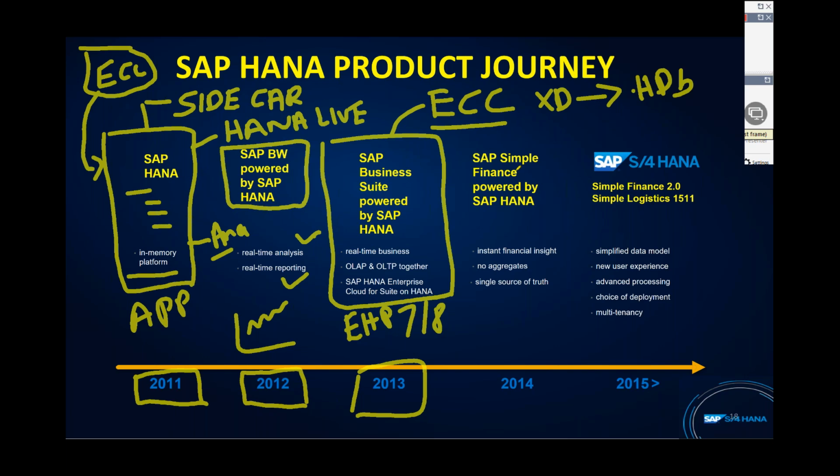Then came Simple Finance. Around 2014, they came up with the first version of Simple Finance. Now I think we are on the second version of Simple Finance. In Simple Finance, they took all of the data model and processes of finance and simplified them. They simplified the processes for month-end closing. They simplified the data model. All of the processes related to finance were simplified, and the name given was Simple Finance.